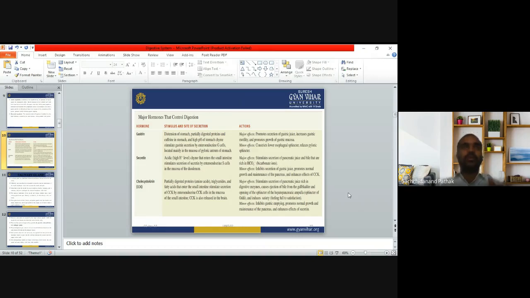और pancreatic juice और bile में bicarbonate बहुत ज़्यादा होते हैं. So when the bicarbonate is released from the pancreas and bile at the area of the duodenum, what will happen? It will again maintain the pH, going into the alkaline. Minor effects क्या होंगे? Inhibit the secretion of gastric juice, promote the normal growth and maintenance of the pancreas, and enhance the effect of CCK.